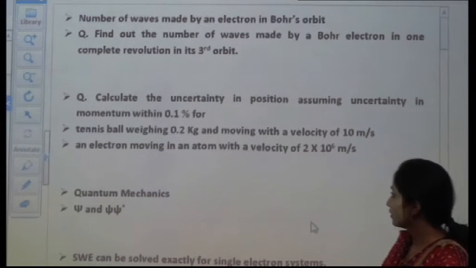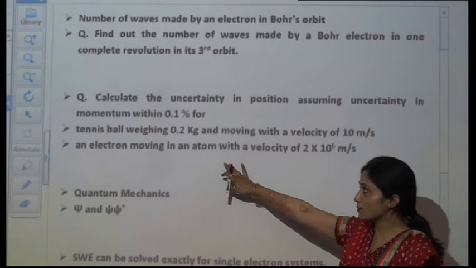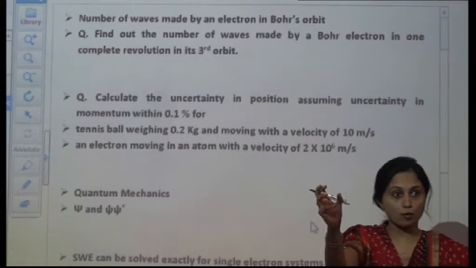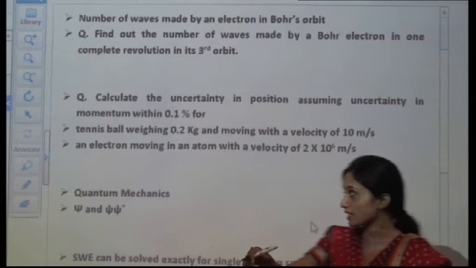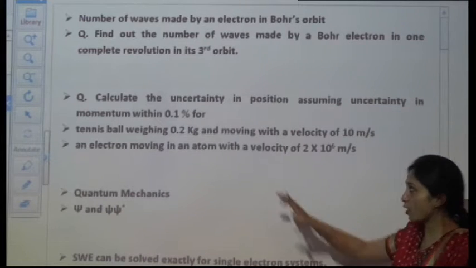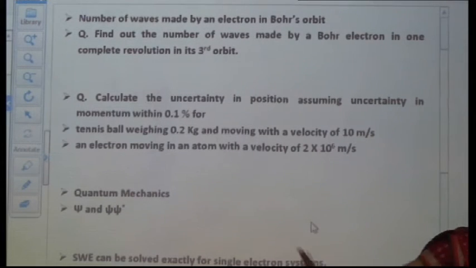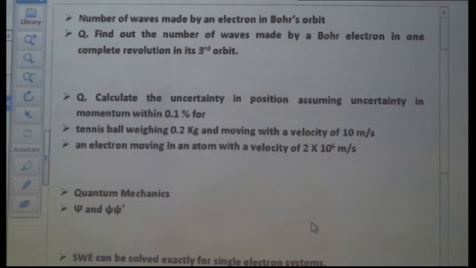For the first, the tennis ball is a macroscopic entity. So you can straight away start to calculate for a tennis ball weighing 0.2 kilograms and moving with a velocity of 10 meters per second. So you can quickly calculate it. What is the principle that you are using here? When it says uncertainty, you should immediately remember that we are talking about Heisenberg's principle.